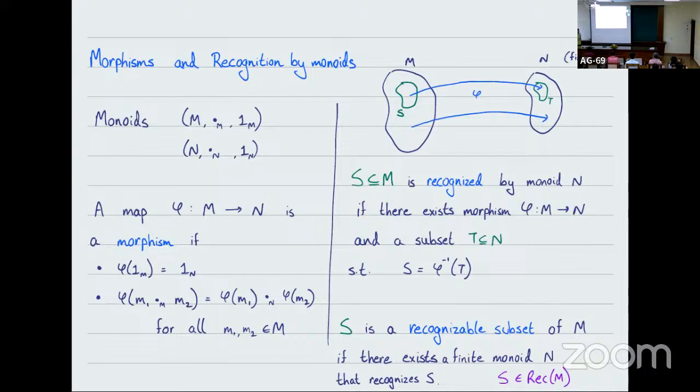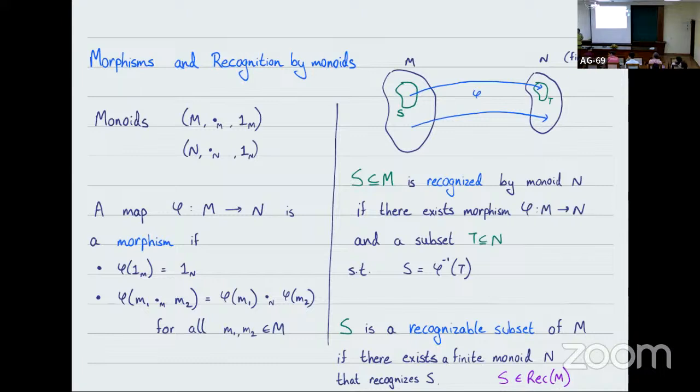In general, you want to actually find the monoid. So finding the recognizable subsets is itself not easy. So that's basically the rest of my talk. I'll take some monoids and we'll try to find the recognizable subsets of those monoids.